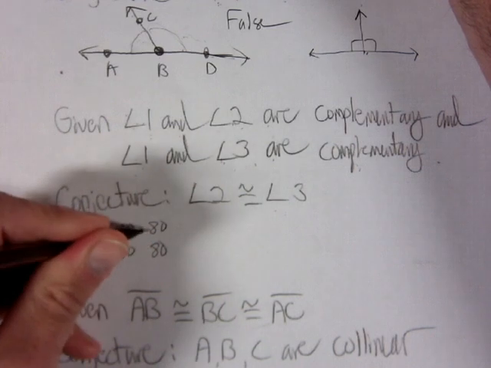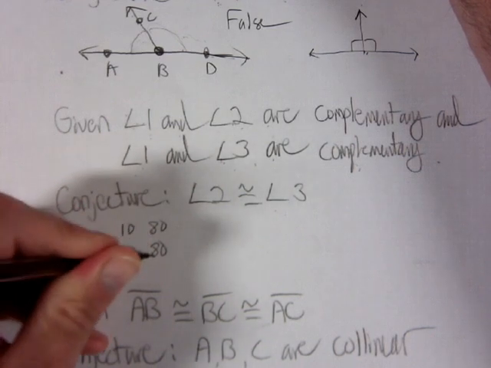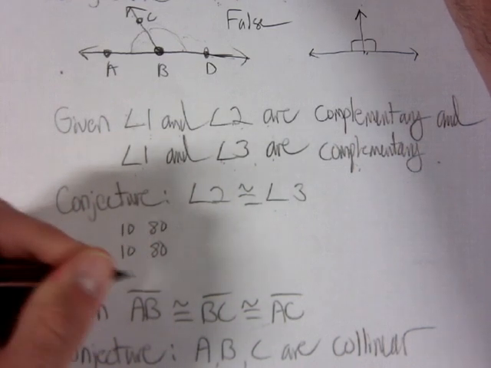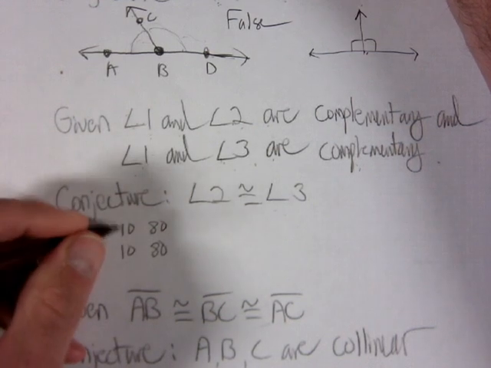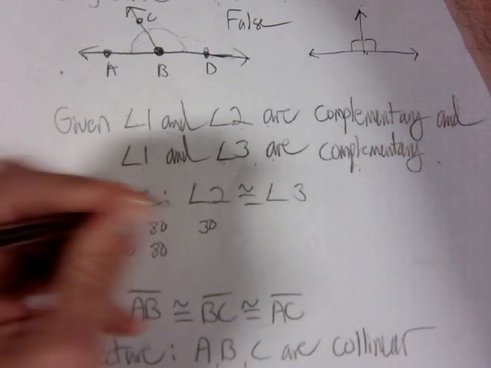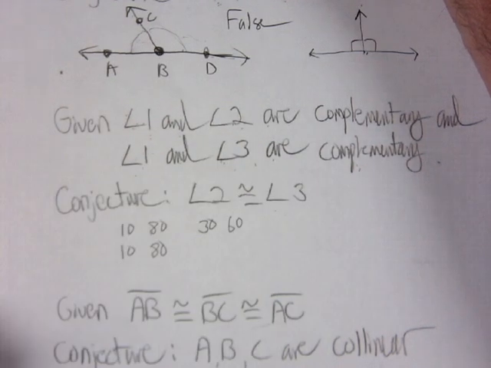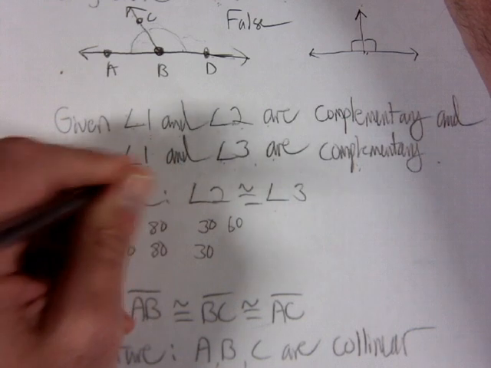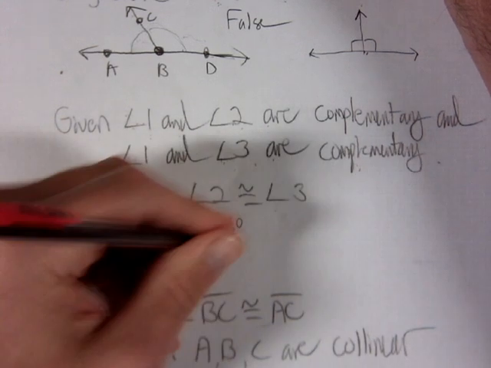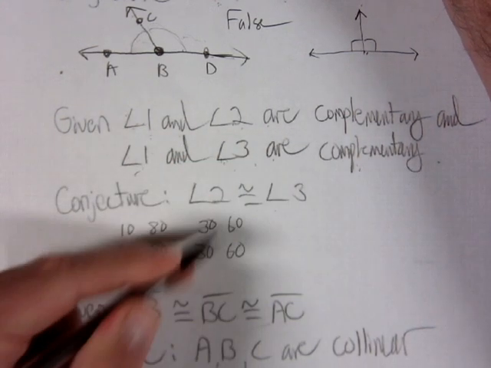All right, so they are the same in this case. They're both 80. Well, let's see if we can find a counterexample. Let's try to change angle 1. Let's say angle 1 was 30 this time. What would 2 have to be? 60 to add up to 90? And if angle 1 is 30, then what would 3 have to be to add up to 90? 60. Still the same? Yes.